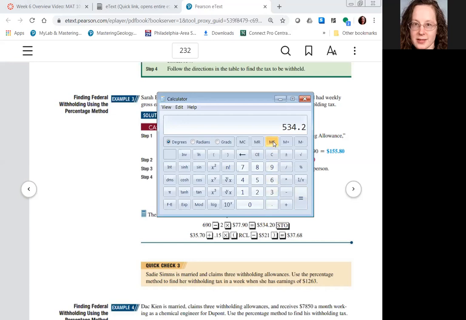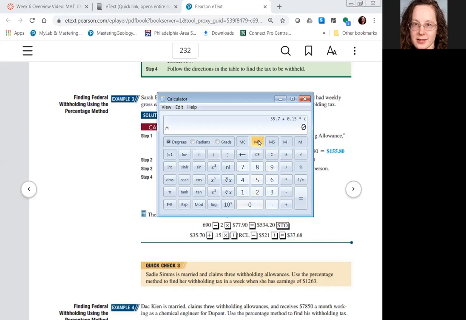memory store, MS, see the little M there? It tells you have something in memory. Now I can just follow right below it, 35.7, which is from reading the tax table, plus 15% written in decimal form, 0.15 times, set up your parenthesis. The amount that is taxed at 15% is the amount over that 521, so 534.2 minus 521. So I'm doing that subtraction there.